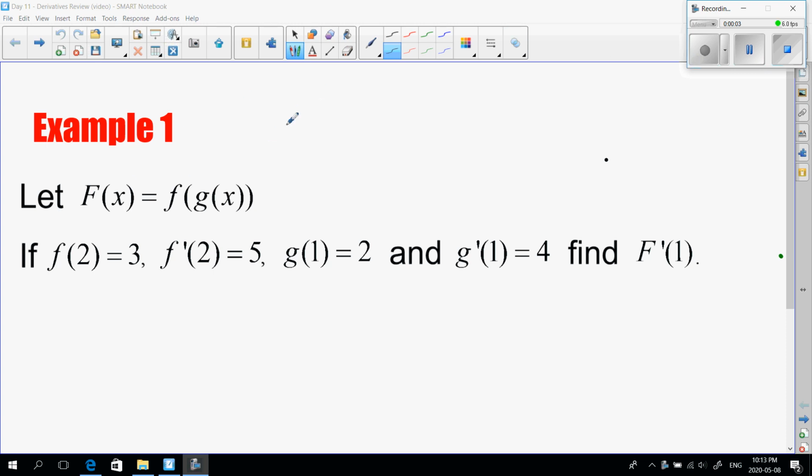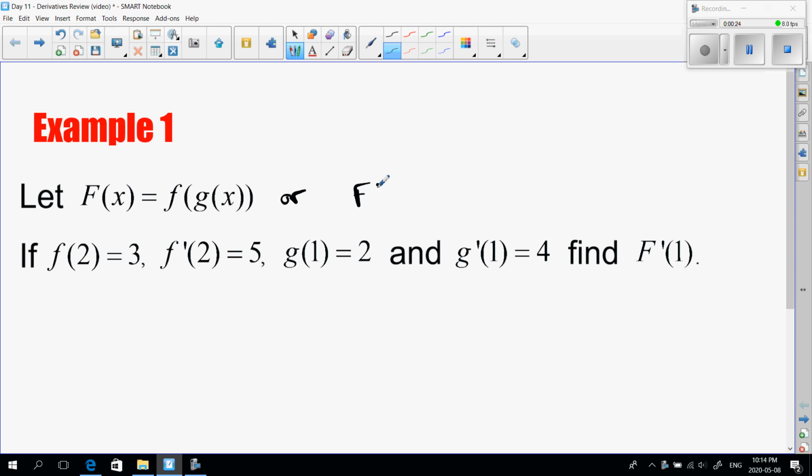All right, I'm just going to look at three different examples of problems that involve derivatives before we get into our review sheet and move on to our test. So the first example here, it says let F of x equal f of g of x. Now this is important, okay?